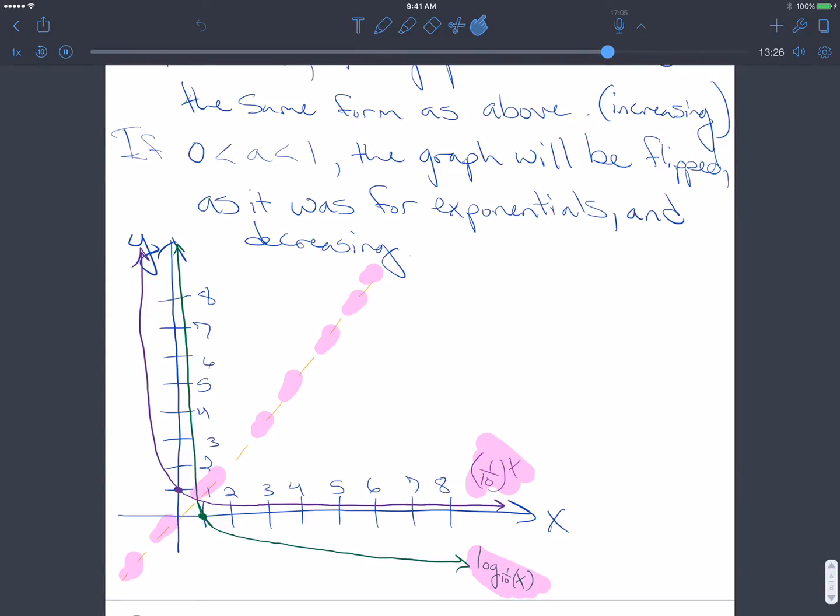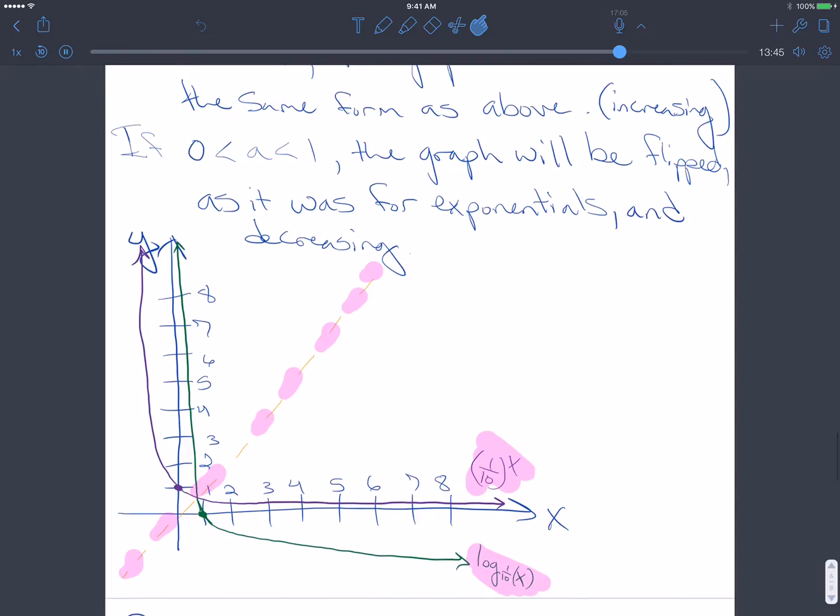So if your a value is less than 1, with an exponential, you remember, you're multiplying by a fraction. You're getting a fraction of the population that you previously had every time. Whereas with the logarithm, it's going to correspond similarly. It's also a decreasing function on the interval.